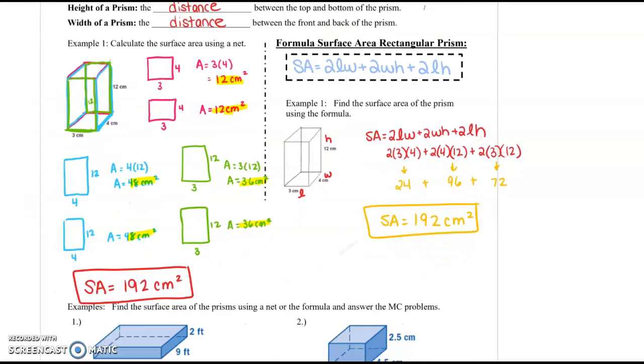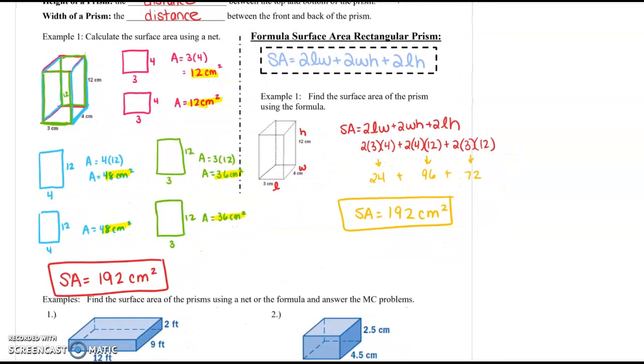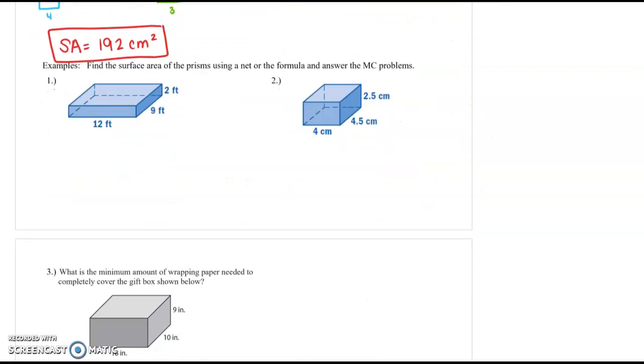Okay, so notice how my two surface areas end up being the same. But in my opinion, I think the formula is a little bit easier. But if you like to use the net and find the multiplication of all the rectangles and add them together, that's perfectly fine. All right, here's our next example.